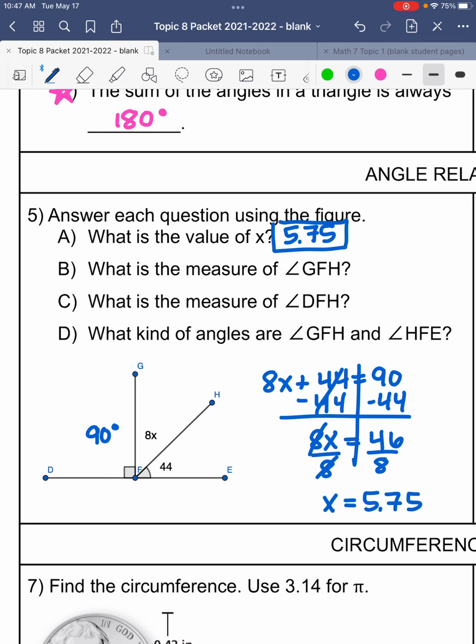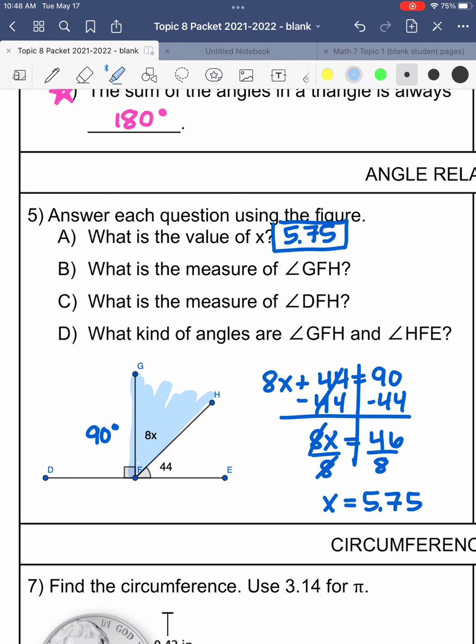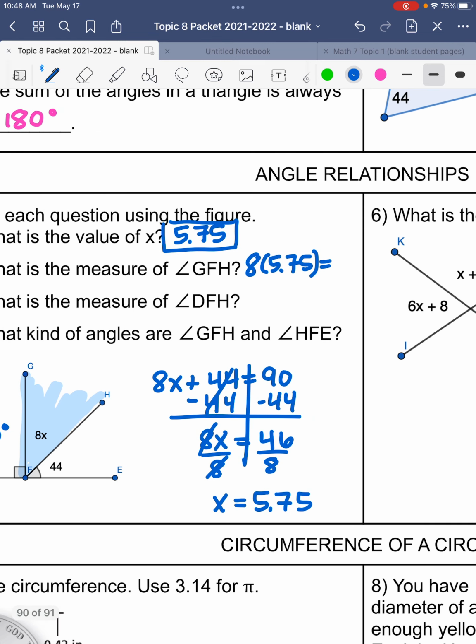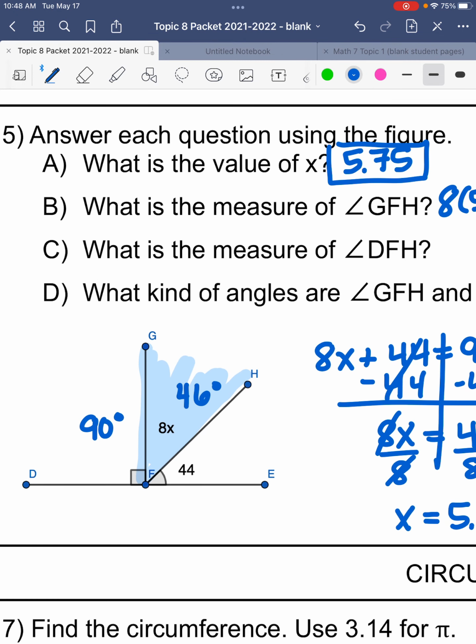Now, what is the measure of angle GFH? Well, angle GFH, we're talking about this angle here. Well, to figure that out, I'm just going to plug in 5.75 for x. So we have 8 times 5.75, and when I plug that in, I get 46. So 46 degrees is that angle measure. Okay, so now I know the angle measure for all of these angles. So we have one angle that's 90 degrees, one that's 46 degrees, and one that's 44 degrees.